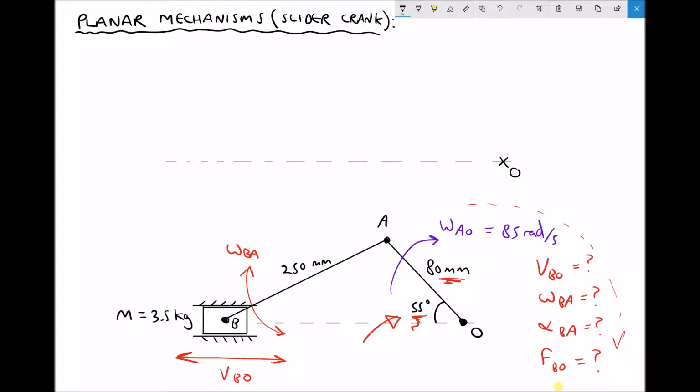Next, we have an 80mm crank at an angle of 55 degrees. Now I'm going to represent 80mm as a 4cm line. So 80mm is equivalent to 4cm. Therefore, I'm dividing by 20. So I need to draw a 4cm line at an angle of 55 degrees.